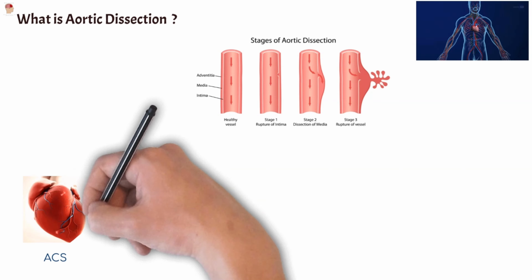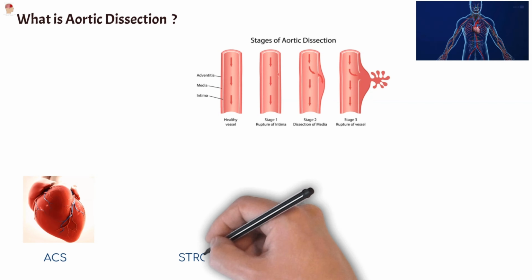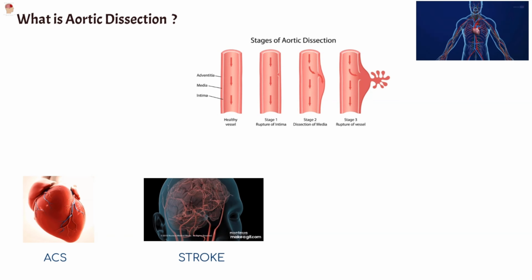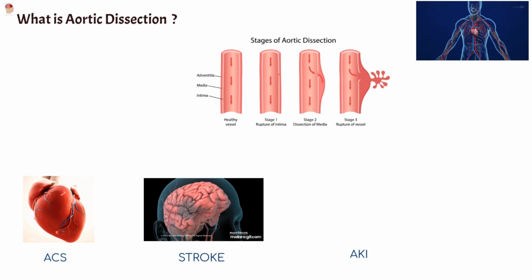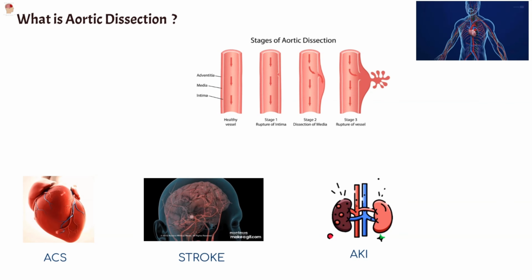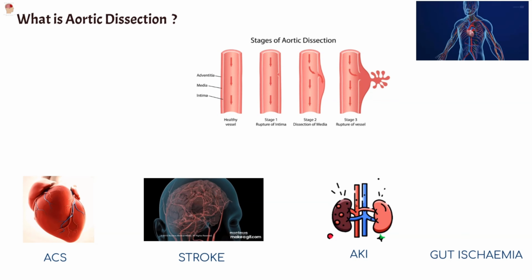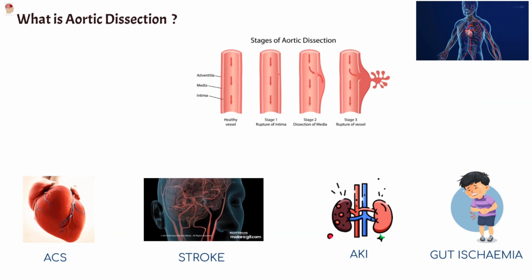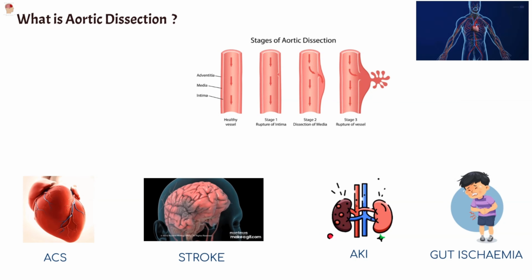If the coronary circulation is affected, the patient will land up in acute coronary syndrome. Similarly, if the blood vessels of the cerebral circulation are affected, the patient can land up in stroke, leading to hemiparesis. Sometimes the blood vessels of the renal circulation are affected, leading to acute kidney injury, because of which the patient will have a decrease in urine output. And nevertheless, there can be gut ischemia also, because of which the patient can present with severe pain in the abdomen. So this is how a patient of aortic dissection might present to you in the hospital.